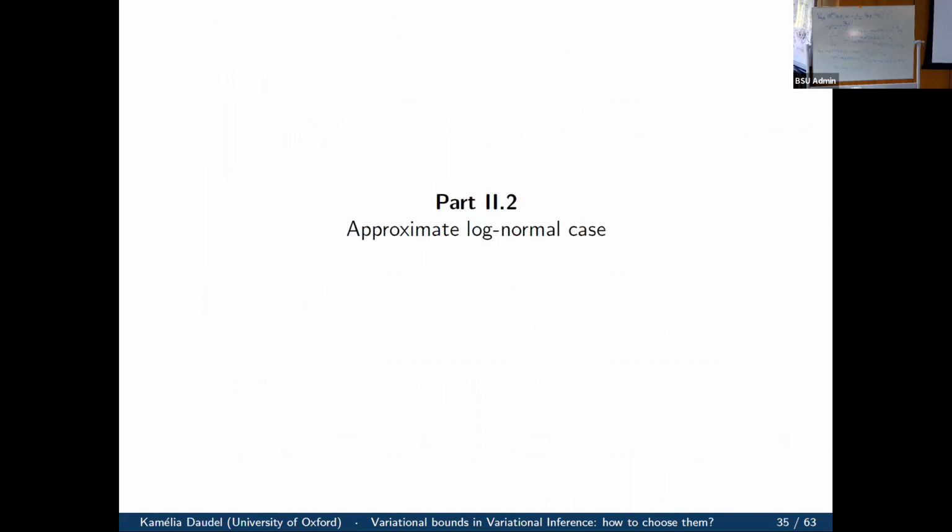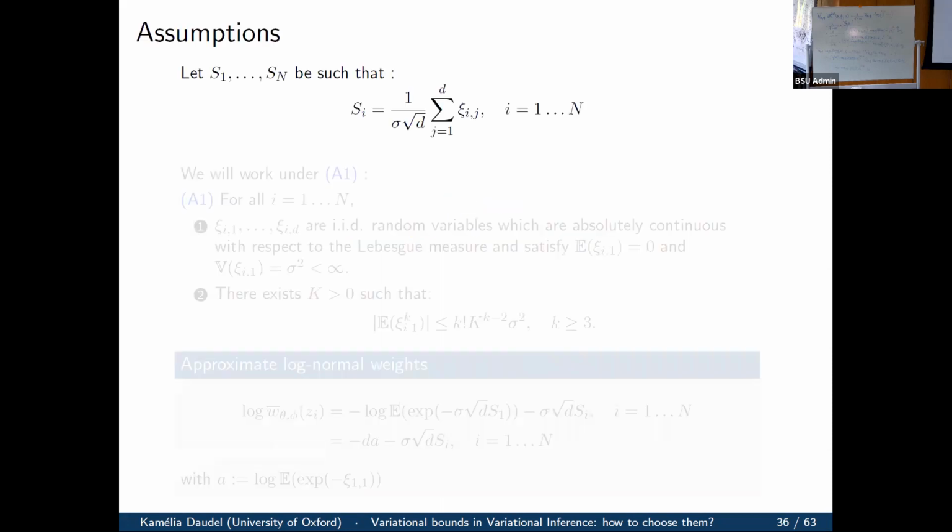Okay, so that was the log normal case, but we understand that this might not particularly reflect what happens in reality. So we need to look into what happens in the approximate log normal case. I'm going to define what we consider as approximate log normal. I need a bit of assumptions. Maybe those assumptions could be different, but basically we wanted a working framework in which we could say something.